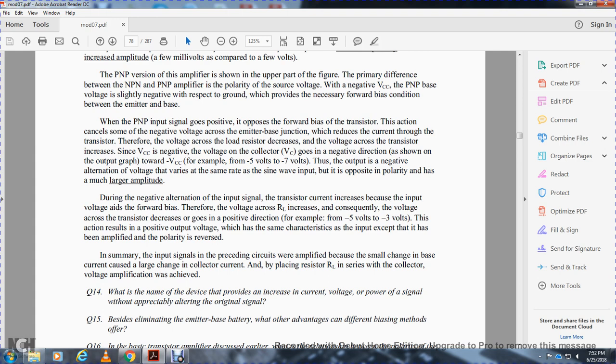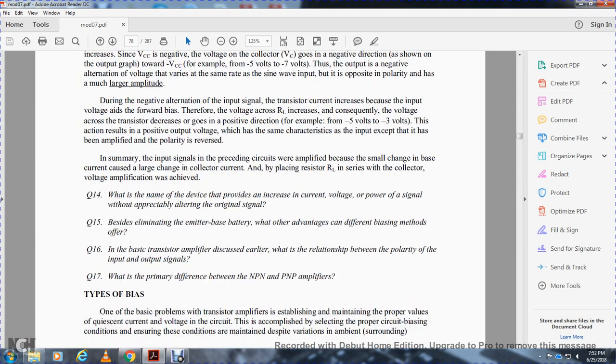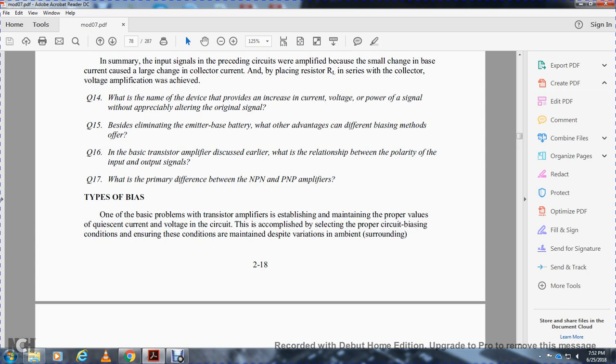In summary, the input signal of the preceding circuit is amplified because a small change of the bias current causes a large change of the collector current. Also, by placing a resistor in series with the collector, voltage amplification was achieved. Next, the types of bias.